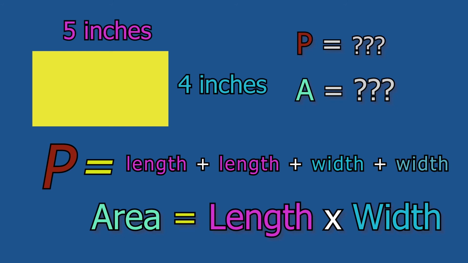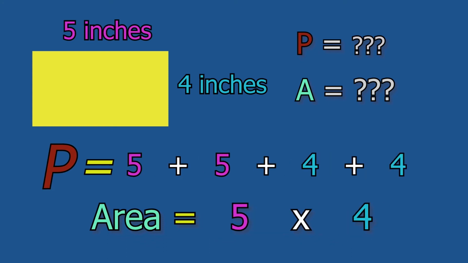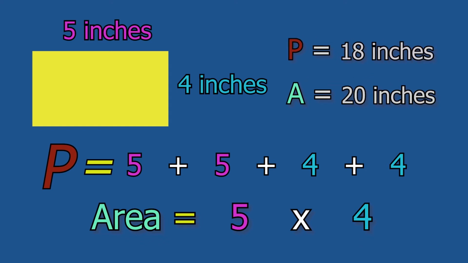So the first step you should have done was plug the information you knew into each formula. The length was 5 and the width was 4. Then solve. The perimeter is 18 inches and the area is 20 inches squared. Now that was the practice problem. Here comes the challenging question.